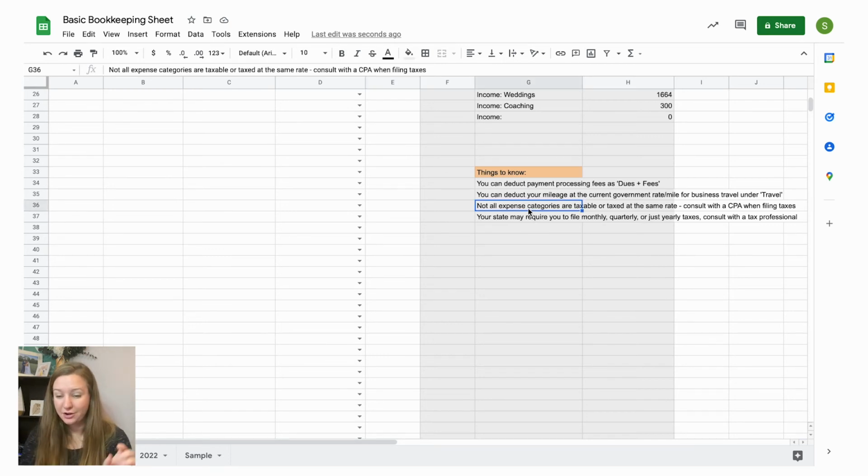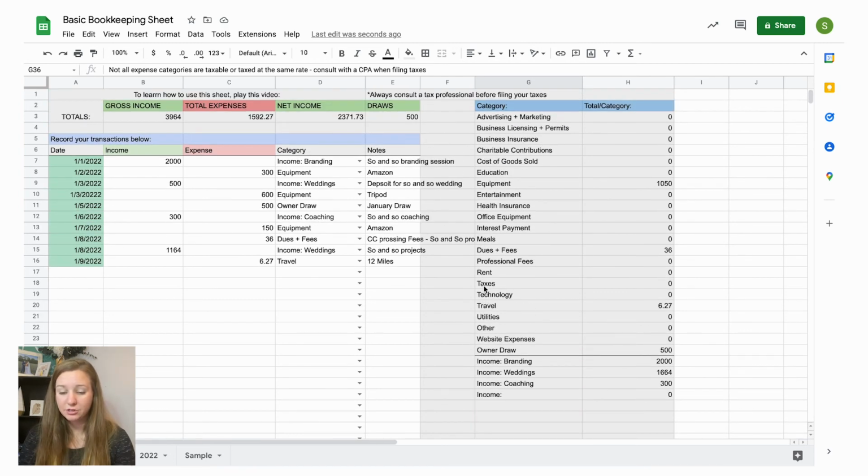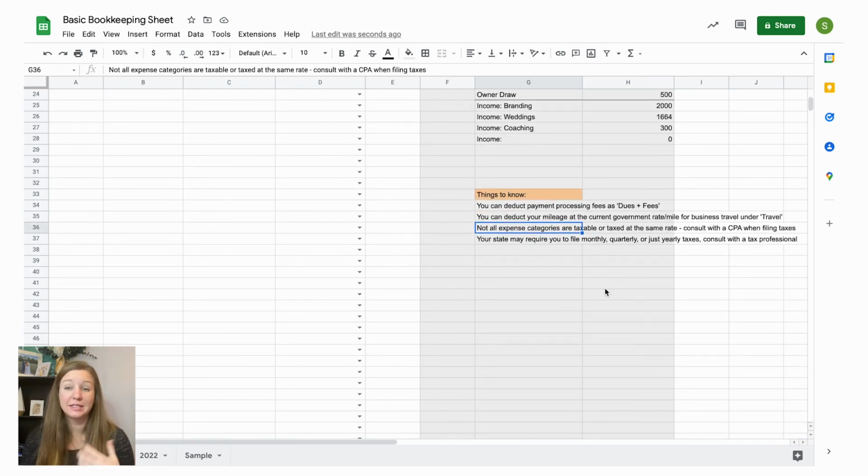My next thing to know is not all expense categories are taxable or taxed at the same rate. So you're going to consult with your CPA when you're filing taxes, or the tax filing software that you're using is going to be able to tell you. But that's why we're categorizing our income and our expenses, so that you know I spent this kind of money on these kind of transactions. So if you're asked and the government decides that that category isn't as taxable, you know how much money you spent in that category, so you're not committing tax fraud and you're not going to go to jail.